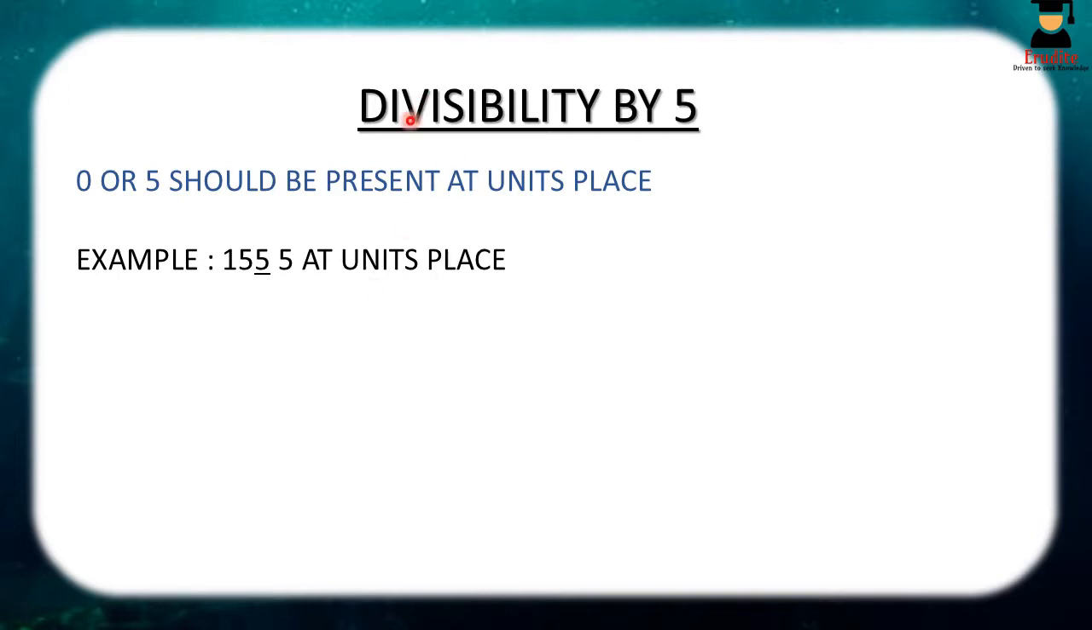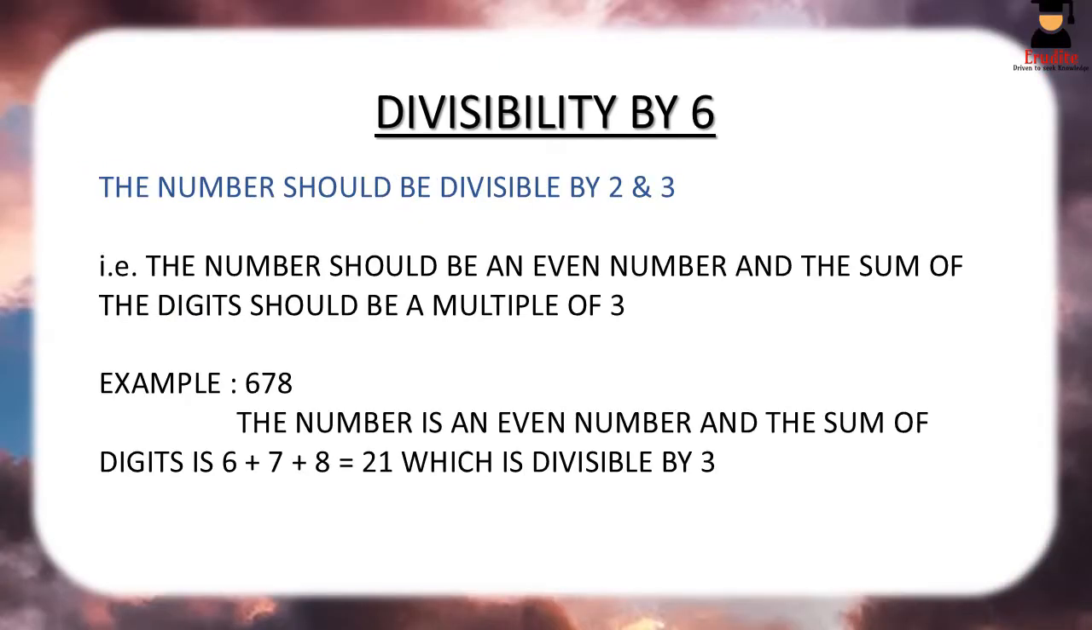Now the simplest of all is the divisibility test of 5. For divisibility test of 5, you should have either 0 or 5 at the units place. Very logical, right? So you can have any number that has either 0 or 5 at the units place. You just need to check the units place. I have an example over here. I have taken the number 155, wherein I have 5 at the units place. So I can say that my entire number 155 is divisible by 5.